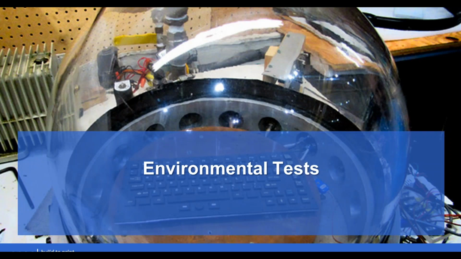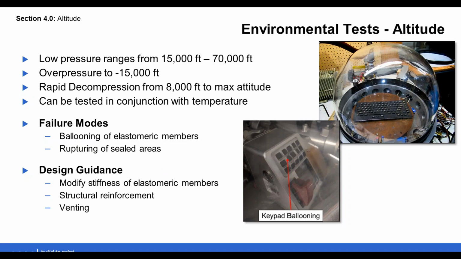Now we're going to touch on some of the environmental tests. First one here is altitude. So this test can range from an actually 15,000 foot below sea level overpressure condition all the way to 70,000 feet in altitude. This test can be performed at temperature, whether it's a high or a low temperature.